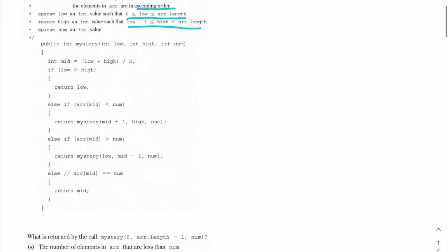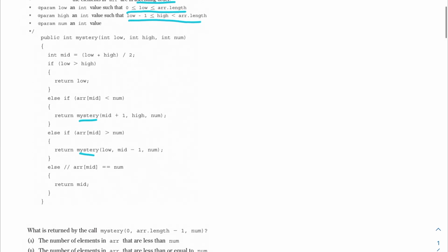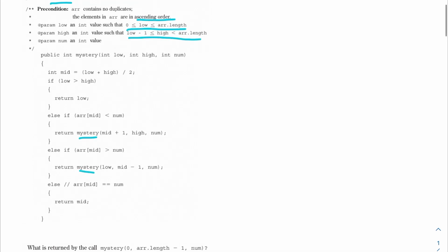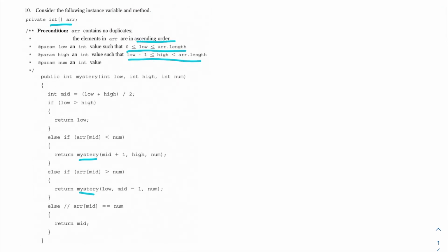And so we're given this code, and you might notice it's recursive. It calls itself a couple of times. And we're being asked what is returned by the call mystery(0, array.length - 1, num). So I'm not the type of person who can just look at code and super easily figure out what's going on. I'm a bit more of a look through an example and see what it does with the input code. So let's go ahead and do that.